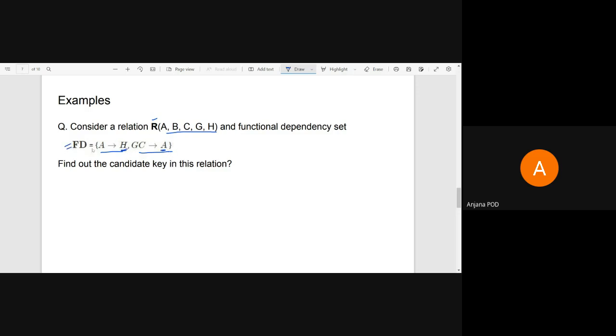Here you can see that A and H are present, however BCG is not present on the right hand side of any functional dependency, right? So let us first take the closure of BCG itself. Let's see what we get. Would anybody like to volunteer for getting the closure of BCG? It will be BCG first itself. Yeah, that's right. Then ABCG.